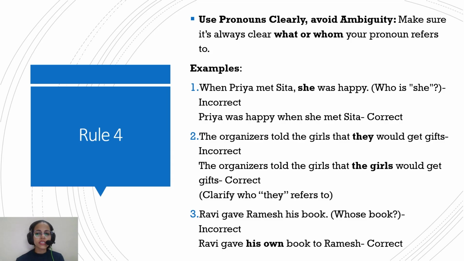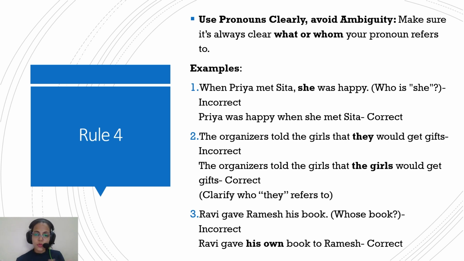Make sure it's always clear what or whom your pronoun refers to. This is a very common mistake that students make. For example, when Priya met Sita, she was happy. Now, who was happy? Priya was happy or Sita was happy? Can you figure out just by reading this statement?